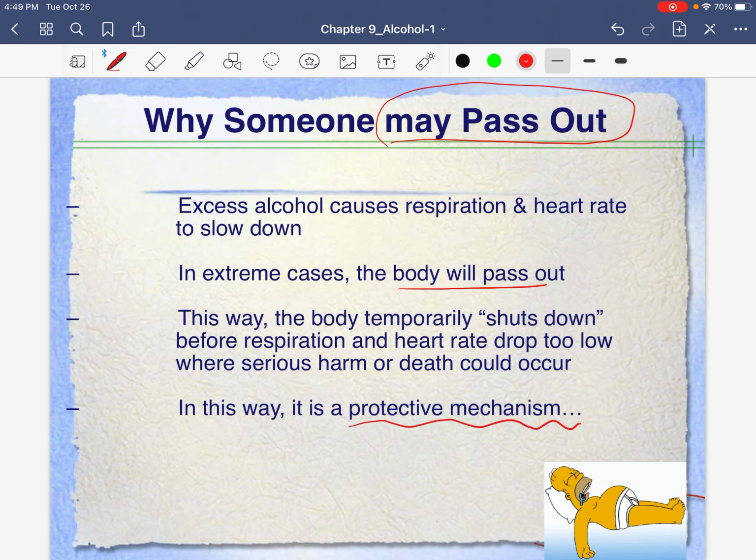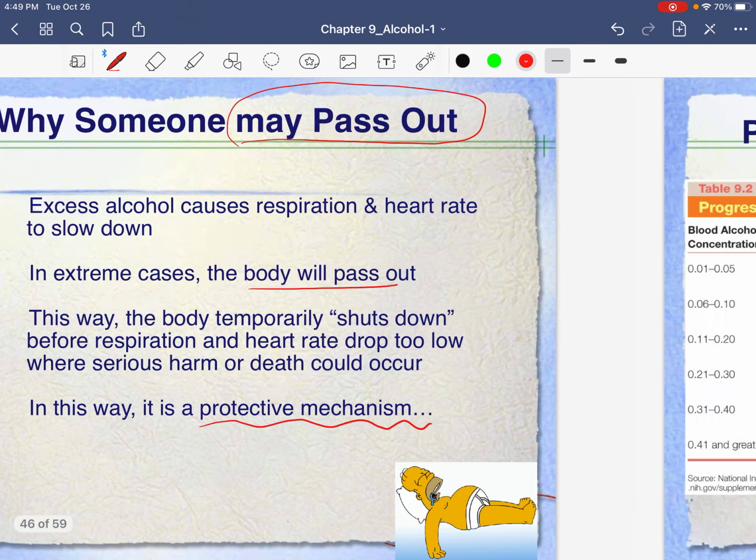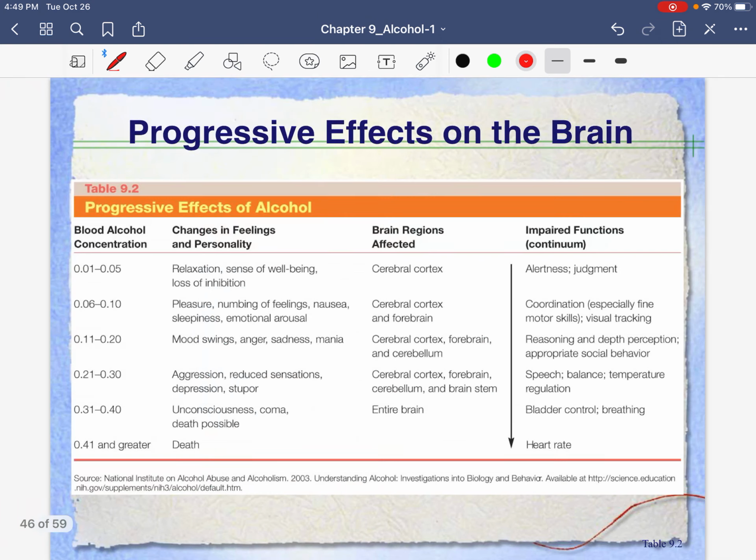Because a person will keep drinking, even though they start to really feel the effects, they no longer have the judgment to be able to stop. So the body shuts it down for them. It's kind of like a last chance. I'm going to shut down because if I pass out, you're not going to be able to put another drink in your mouth. So it is a protective mechanism.